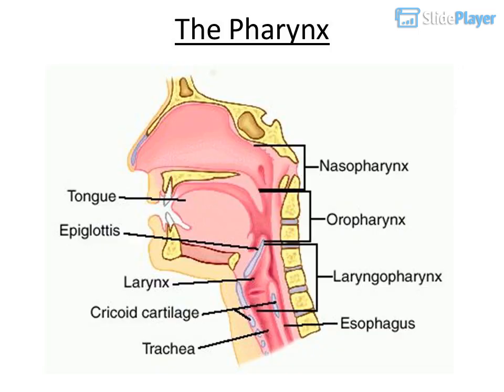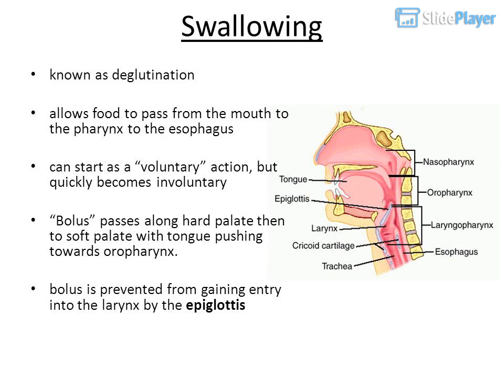The pharynx. Swallowing, known as deglutition, allows food to pass from the mouth to the pharynx to the esophagus. It can start as a voluntary action, but quickly becomes involuntary. The bolus passes along the hard palate then the soft palate, with the tongue pushing toward the oropharynx. The bolus is prevented from entering the larynx by the epiglottis.